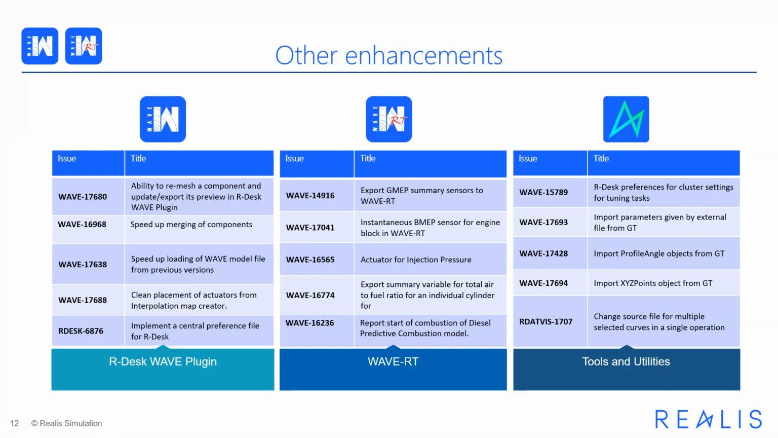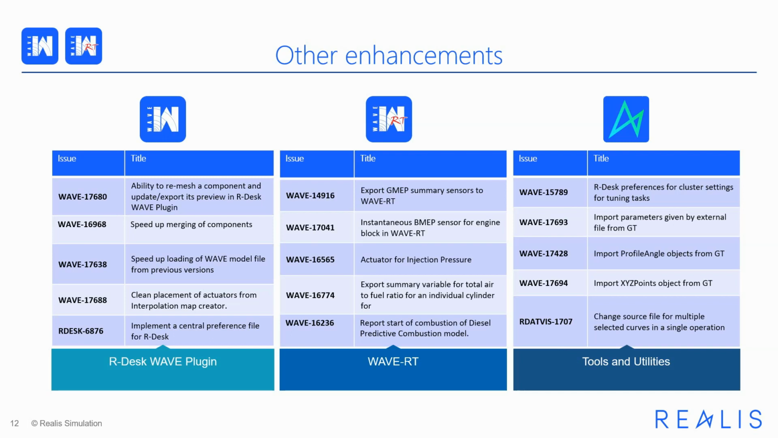In addition to the main features, this release contains a number of other new features, usability, and productivity enhancements. In our RDesk WAVE plugin, it is now possible to import parameters from a WAVE Build 3D component and remesh it, applying the values of the parameters from the active case. This simplifies the process of analysis when the user varies the geometry by applying parameters. The image of the modified component is updated on canvas automatically, which provides visual feedback.